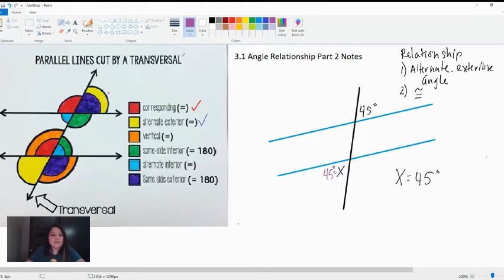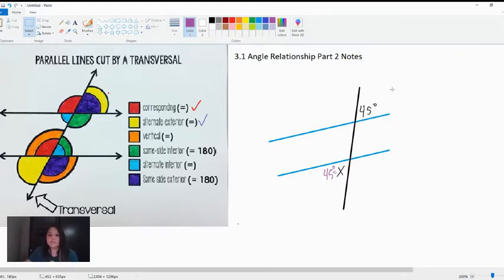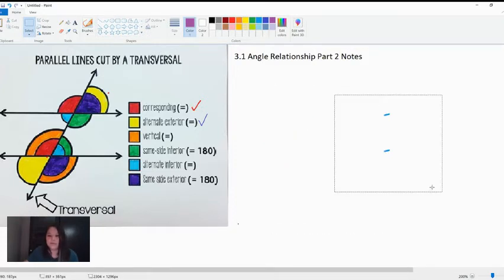Let's go ahead and take another example so that we have different examples to identify. So you always, number one, identify the relationship. Number two, is it congruent or is it supplementary, meaning it's going to be equal to 180, and then solve. So I'm going to clear out this example here. And let's do another example.